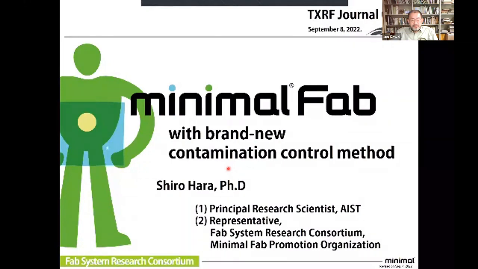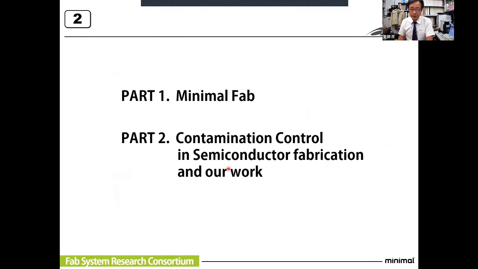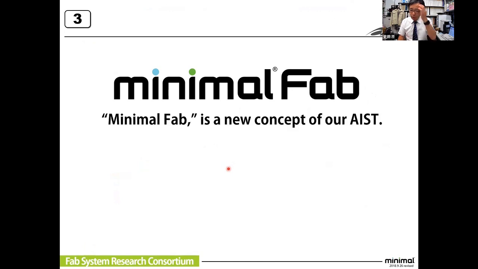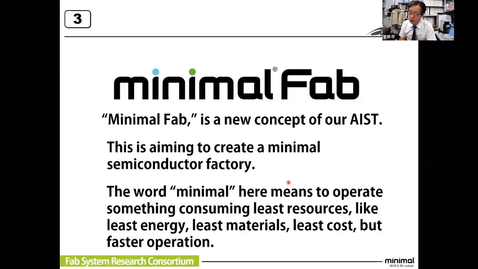Okay, let's start. So today I will talk about two categories. The first one is minimal fab itself, and the second one is contamination control in semiconductor fabrication and our work using a minimum fab. First, minimum fab is a new concept of our AIST. It aims to create a minimal semiconductor factory. The word minimal here means to operate consuming the least resources, like least energy, least materials, least cost, but with fast operation, which includes sustainable business and industry, I believe.